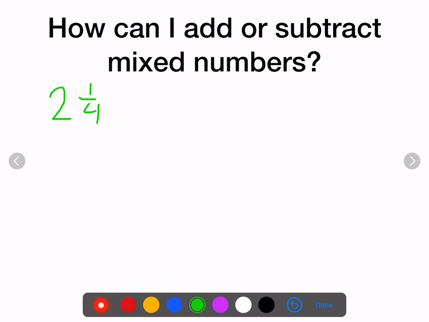Now when I add mixed numbers together, let's say I want to add 2 and 1/4 and 3 and 2/4. One way to add them together is to add the whole numbers and the fractions separately. So I can see 2 plus 3 equals 5, and 1/4 plus 2/4 equals 3/4. That's going to work when we're adding mixed numbers together. We can add those two parts separately.